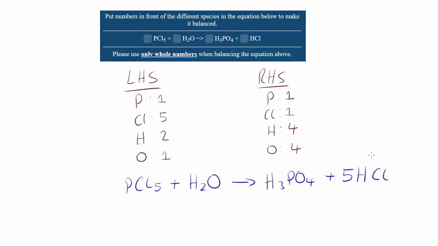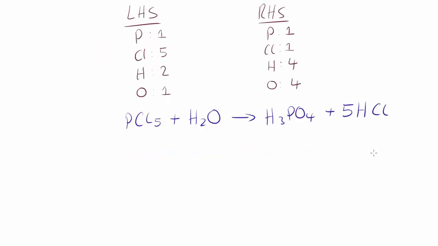Okay. Now we've not changed anything on the left hand side. So because we haven't, when we do our auditing process again, it's going to be the same as it was before. So left hand side, PCl₅, H₂O, it's going to be 1, 5, 2, 1, right?